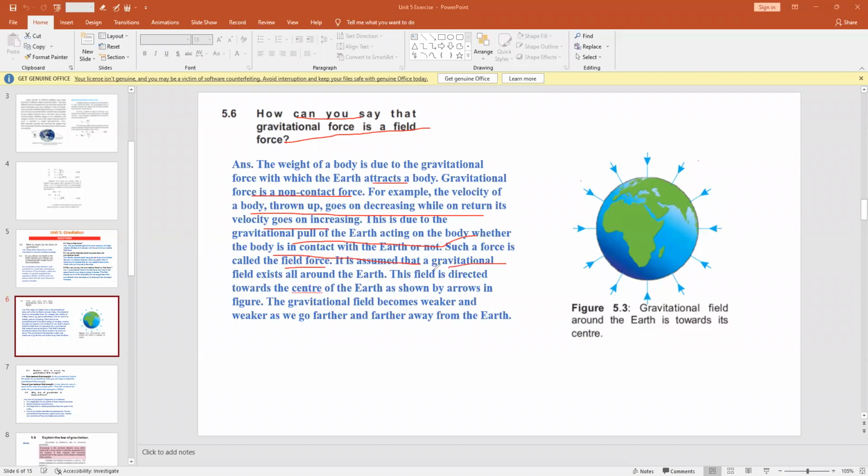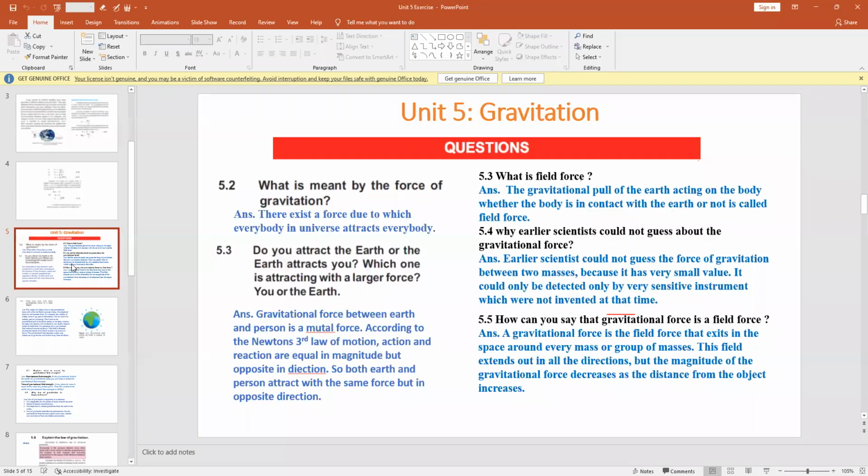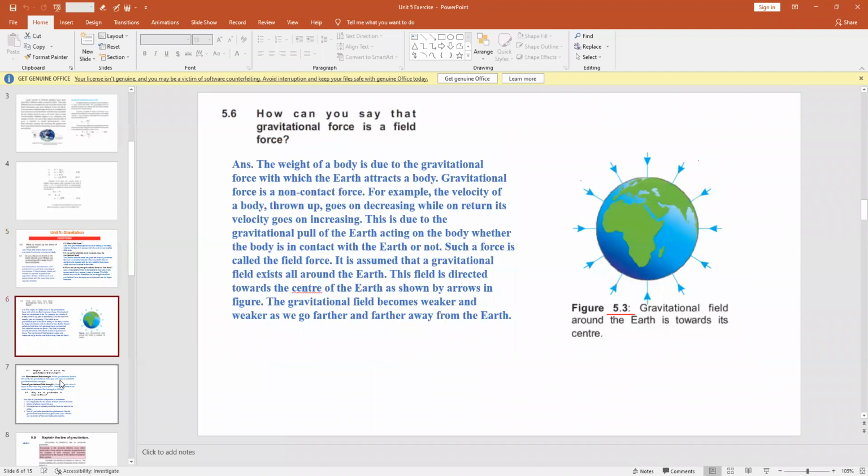So we can assume that a gravitational field exists all around the earth, and this field is directed toward the center of the earth. If you see figure 5.3, it is shown over here. These are the gravitational field lines, shown by arrowheads towards the center of the earth. As their direction is inward, all the objects that are thrown are attracted towards the earth. So we can say that gravitational force is a field force. This is the answer of question 5.6, and you have to draw this diagram with this question as well.